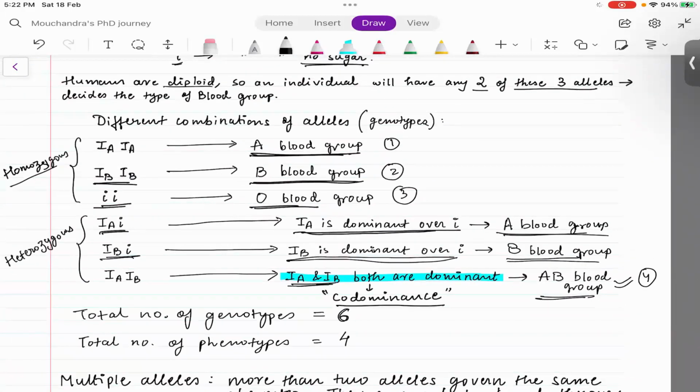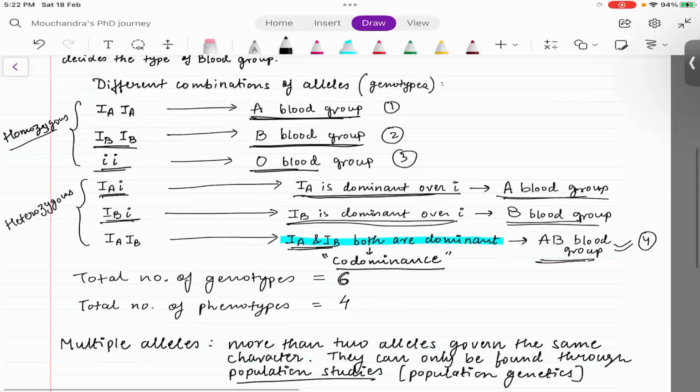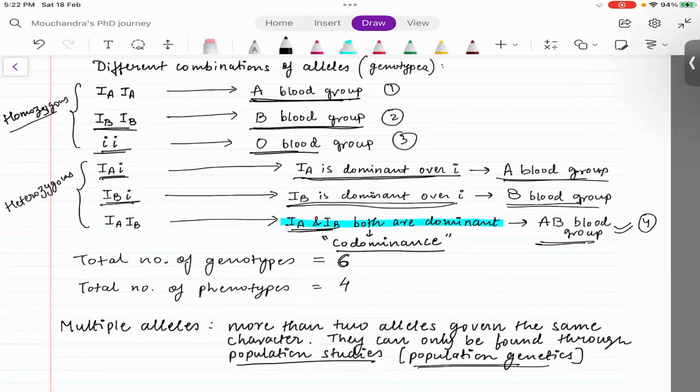Now, how did people find out that there are three alleles? There's a field called population genetics, where people study a group of individuals within a population, like India's population. While studying, they saw that the gene corresponding to the blood group has 3 alleles. So this is an example of multiple alleles. Similarly, there can be 4, 5, 6 alleles for any type of gene. You can get examples like those as well.